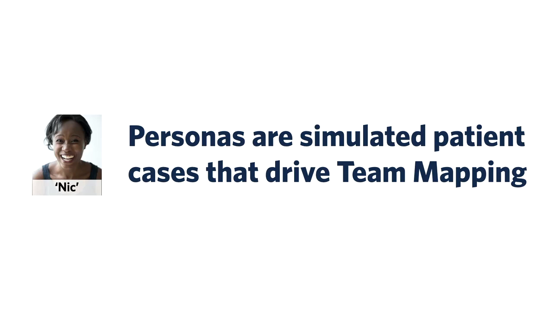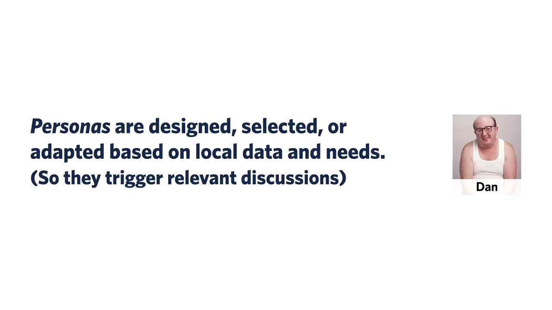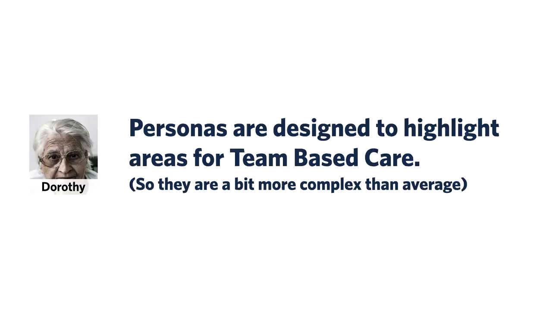Personas for team mapping are simulated patient cases, and we use those to drive the team mapping forward. Personas are the center of every team map, and we structure our discussions around the persona and that person's healthcare needs. They're designed, selected, or adapted to address local needs and reflect local data. And this way, they trigger relevant discussions across the team. The personas are designed to highlight areas for team-based care, so they're a bit more complex than average.